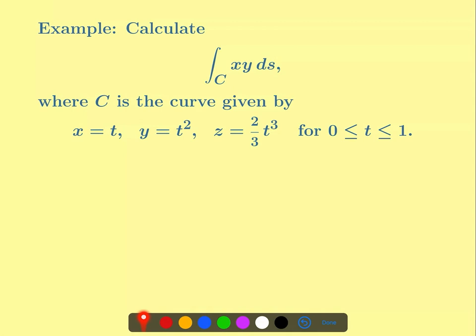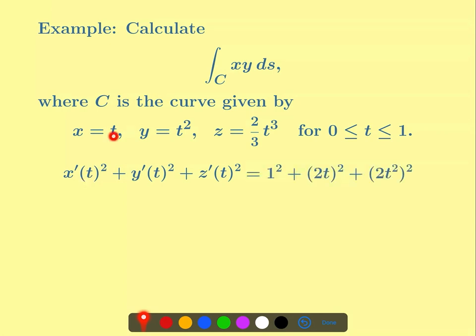Let's do ds first, since it's a little bit more complicated. We're going to take the derivatives of each of these and then square them. And in the end, we want to take the square root of that. So let's check what this equals. x prime is just 1, so we get 1 squared. y prime will be 2t, so I have 2t squared. Here, when I take the derivative of z, the 3's will cancel. I get 3t squared. That'll cancel with that 3. I'll just have 2t squared, and then we want to square that.